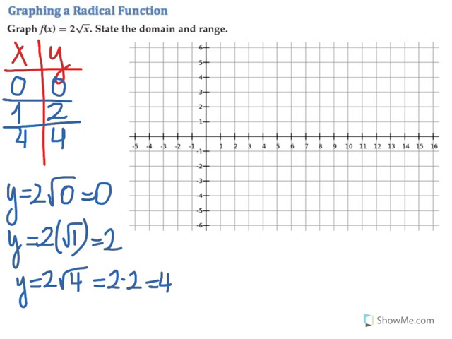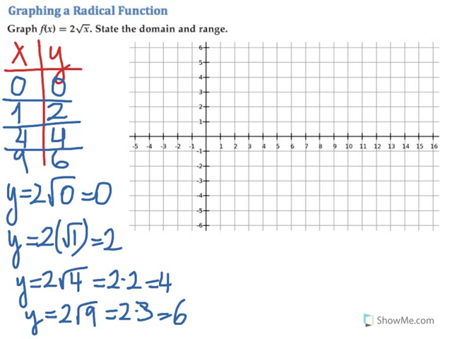And if you go any further, if you calculate for 9, then it will be 2 times square root of 9, which will be 2 times 3, which will be 6. Okay. Now let's plot these points on the coordinate plane. So we have (0, 0), we have (1, 2), we have (4, 4), we have (9, 6).